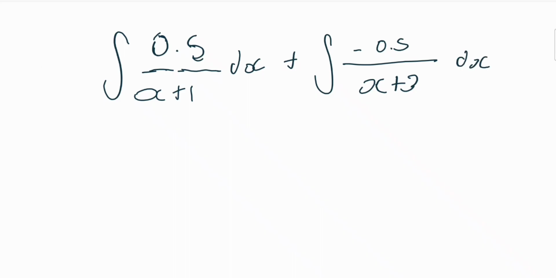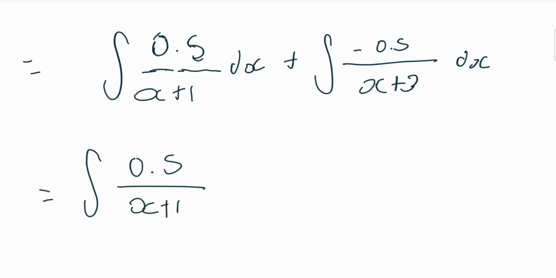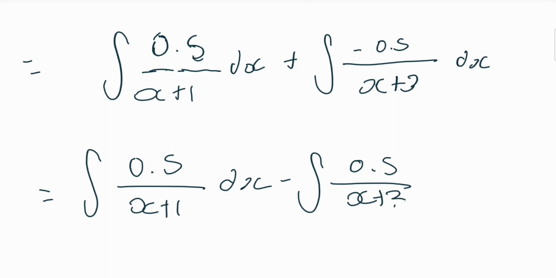Okay, so now we can actually move the negative from the negative 0.5 to the front of the integral. So this is equal to the integral of 0.5 over x plus 1 dx minus the integral of 0.5 over x plus 3 dx. Great. Now we can integrate.